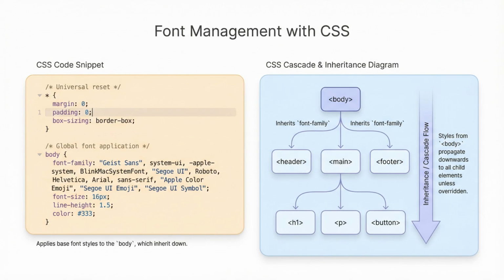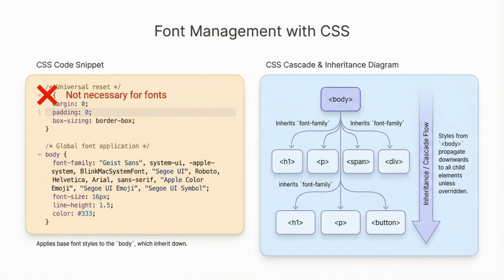The instructor also addresses font management. The question comes up about where to define fonts. Should you use the asterisk selector to apply fonts to every single element? The answer is no. Applying fonts to the body tag is sufficient because child elements inherit the font family from their parent by default through CSS inheritance. CSS inheritance is a powerful feature that beginners often overlook. When you set font family on the body element, every element inside the body, headings, paragraphs, spans, divs, automatically inherits that font unless you explicitly override it. This means you only need to define your base font once, keeping your CSS clean and efficient.